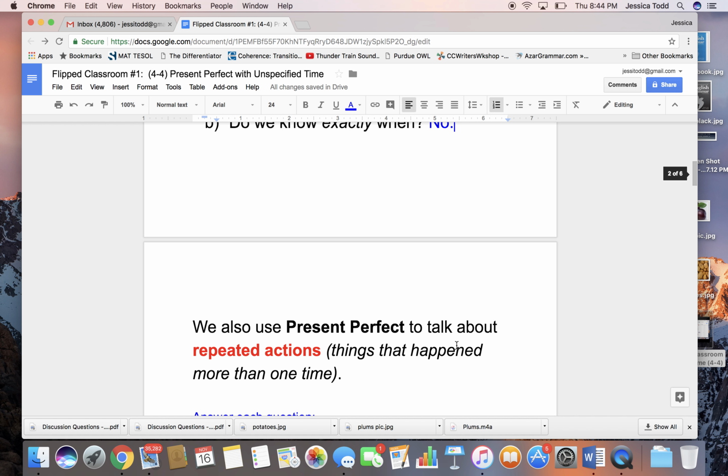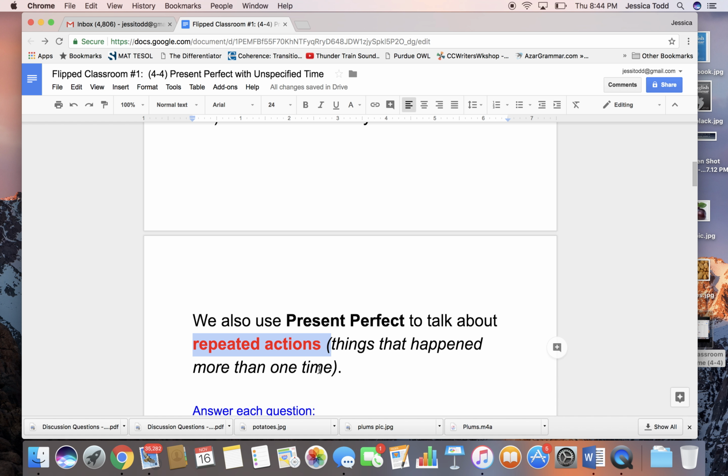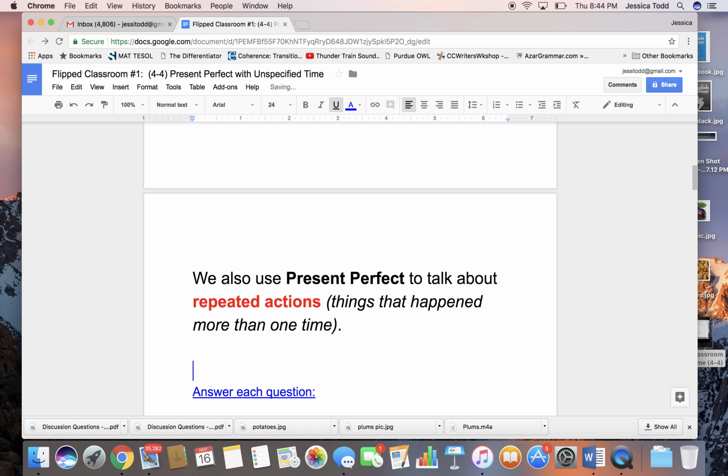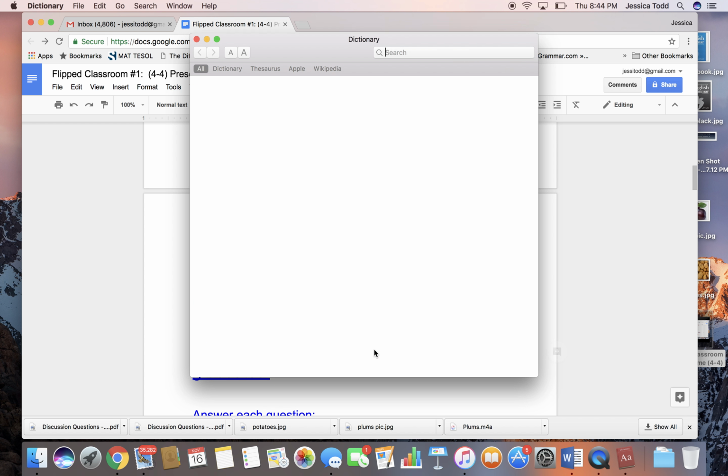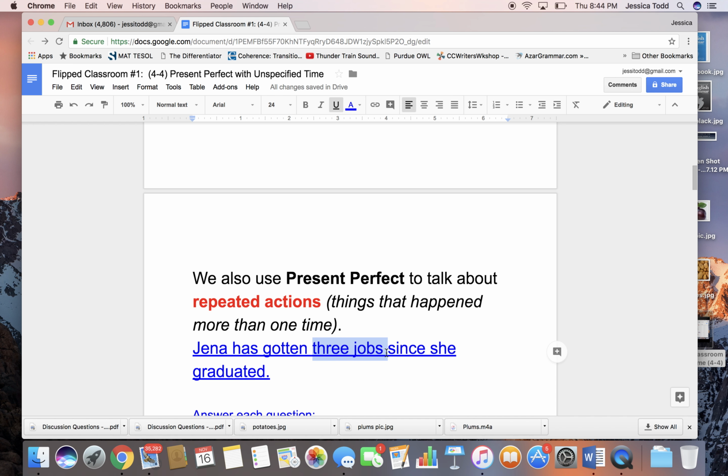Let's take a look at another one of the words. We can also use present perfect to talk about repeated actions or things that happened more than one time. Right? And actually, our classmate Jenna gave us a good example in class on Thursday, right? When Jenna said, Jenna has gotten 3 jobs since she graduated, right? So this tells us how many jobs Jenna has gotten, right? And that is a repeated action. She got 1 job, she got a 2nd job, and finally she got a 3rd job, right? So this is one of the reasons that we use the present perfect, right?